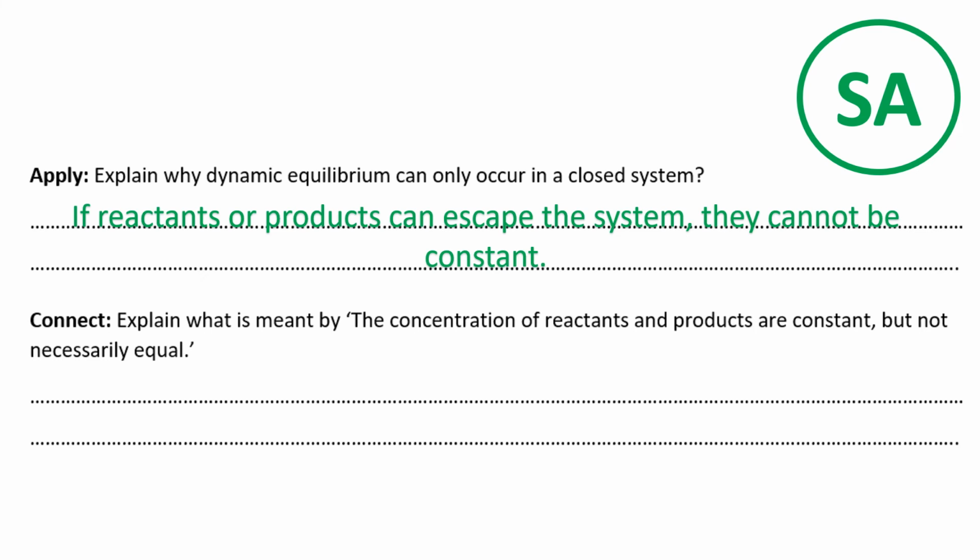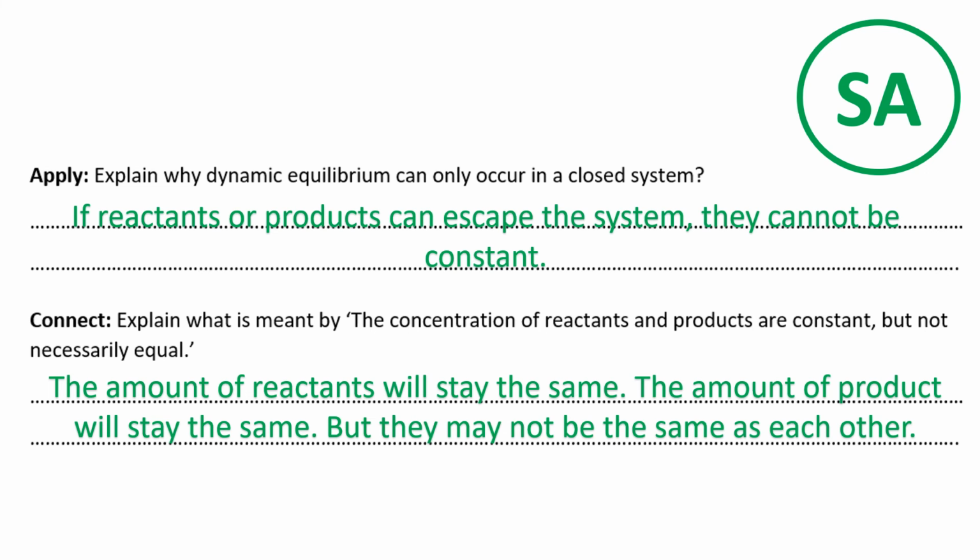Make sense? Our connect then is linking ideas. Explain, so give a reason, what is meant by the concentration of reactants and products are constant, but not necessarily equal. What does it mean? It means the amount of reactants will stay the same, the amount of products will stay the same, but they may not be the same as each other.